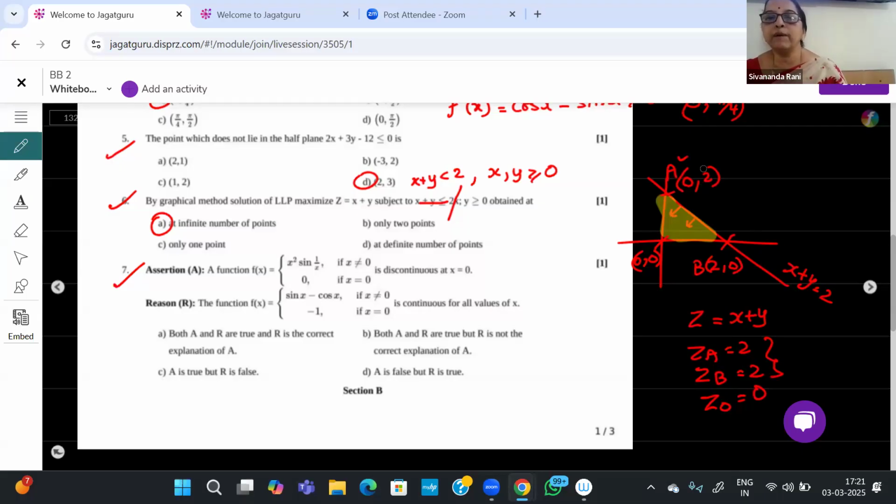So both are points of maximum, but that can't be the case in LPP, isn't it? That means all the other points on the line will also be maximizing it, obviously. So infinitely many points. So always remember, if there are 2 points at which your Z is maximized, all the points that lie on the line segment connecting these 2 points are also solutions. Next one.